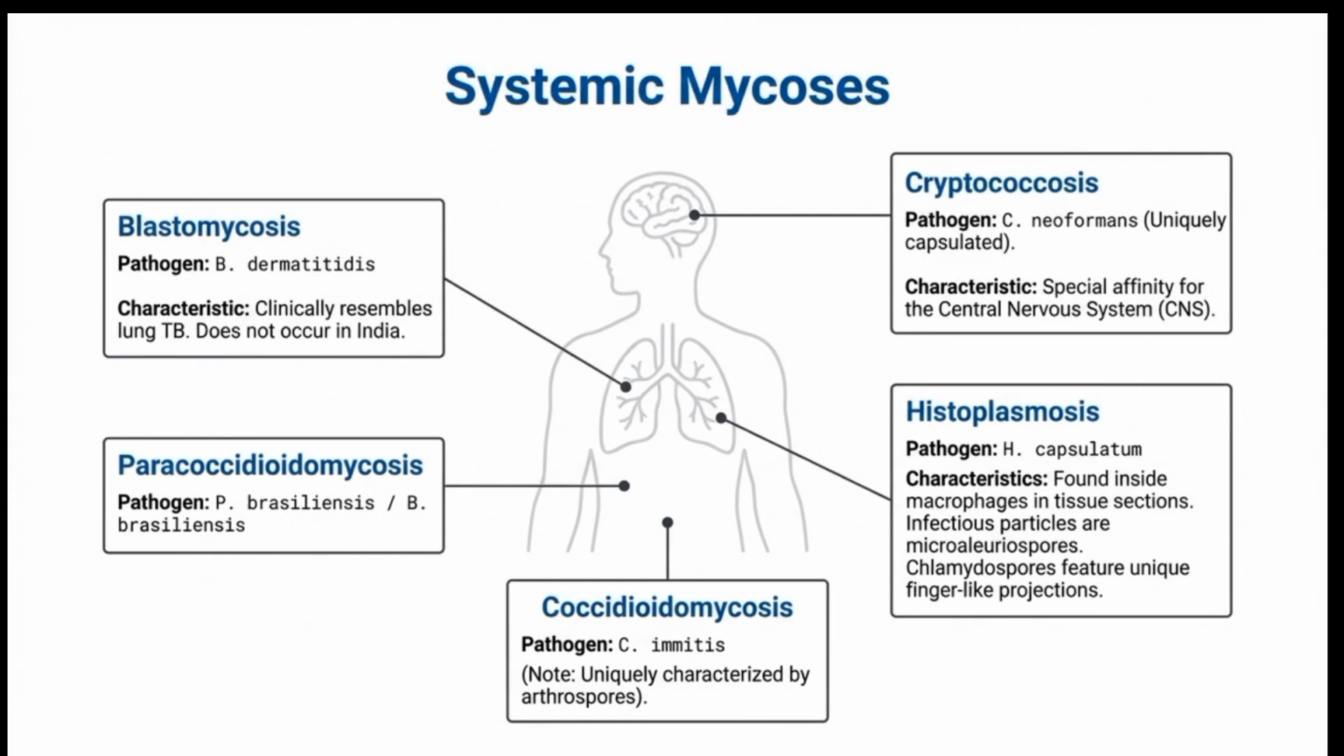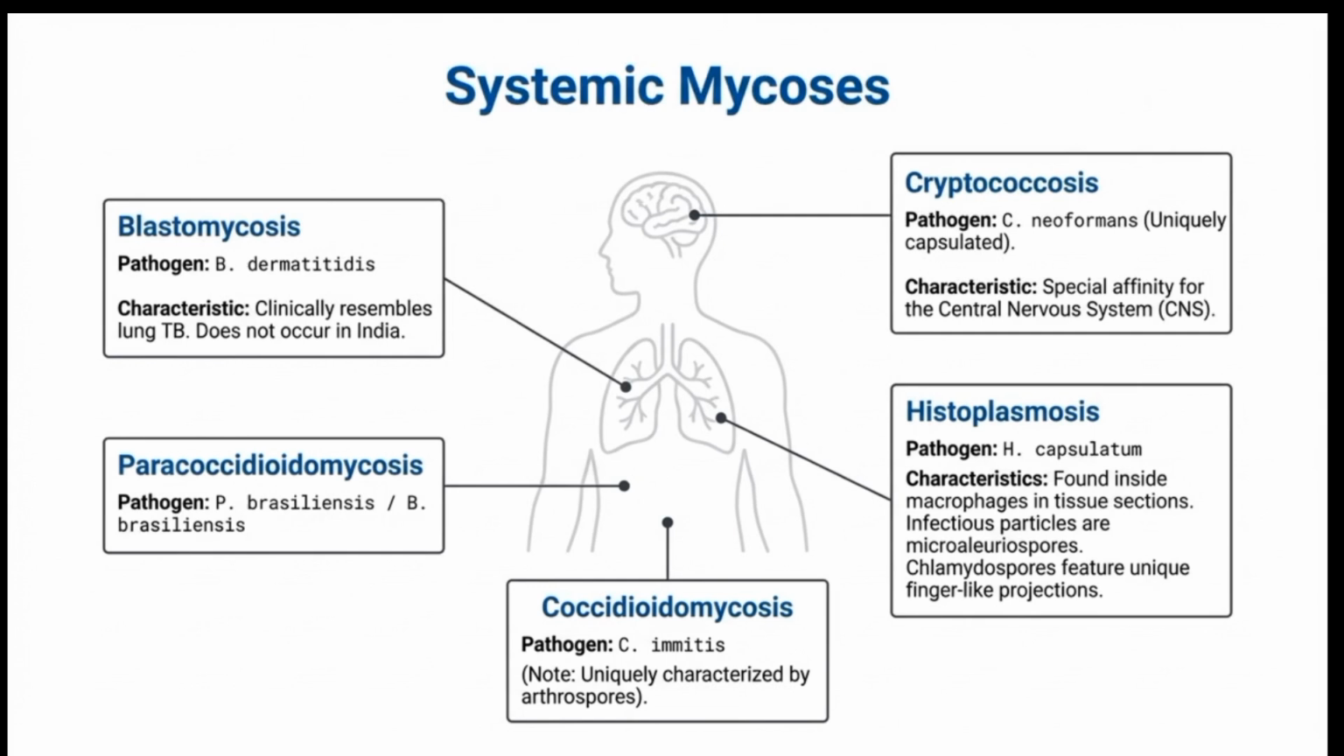When you look at the tissue samples, you don't just find the fungus floating in the blood. It is found inside the patient's own macrophages. Yes. It is literally hiding inside the exact white blood cells that are supposed to be destroying it. And its survivalist clematospores feature these creepy, unique, finger-like projections. It uses our own cellular defenders as a Trojan horse.